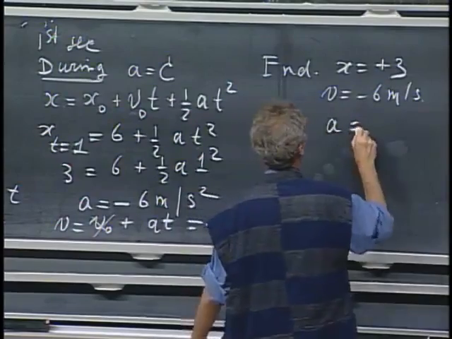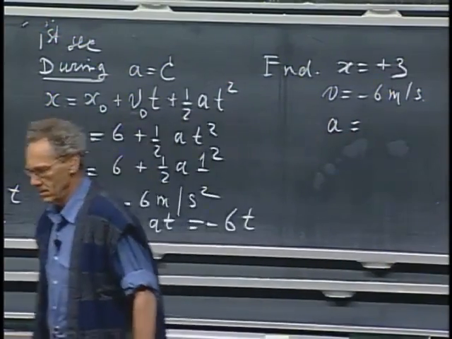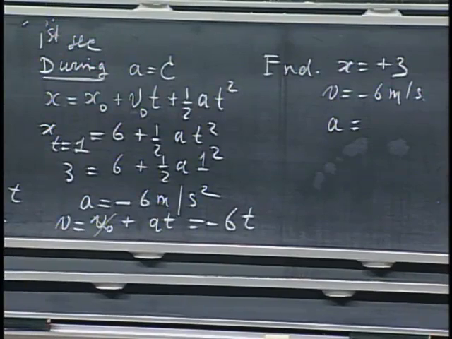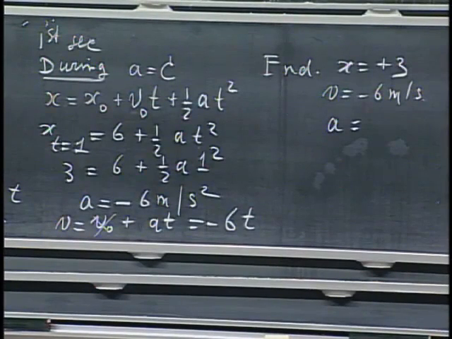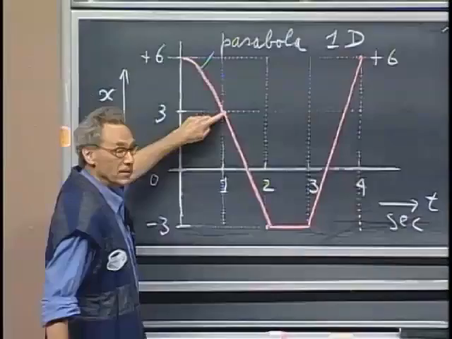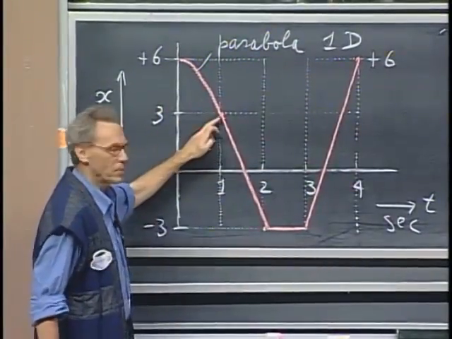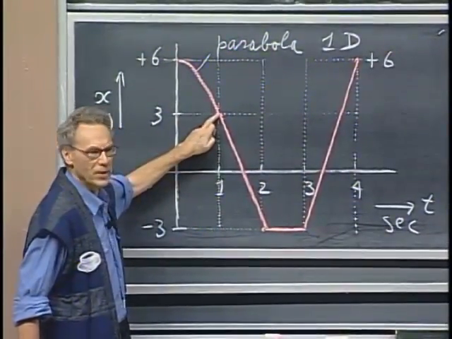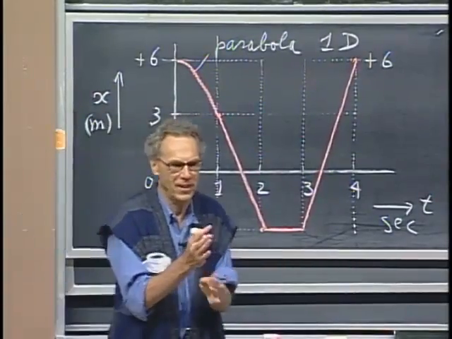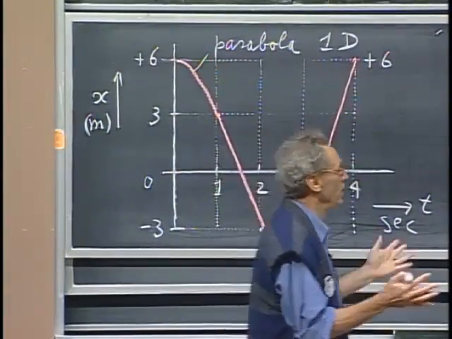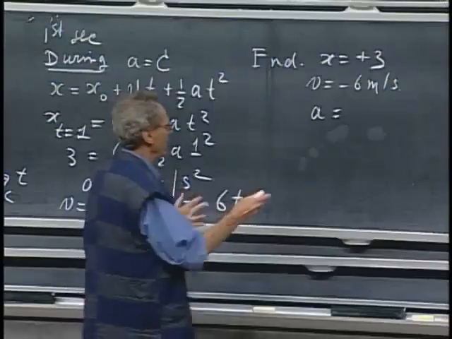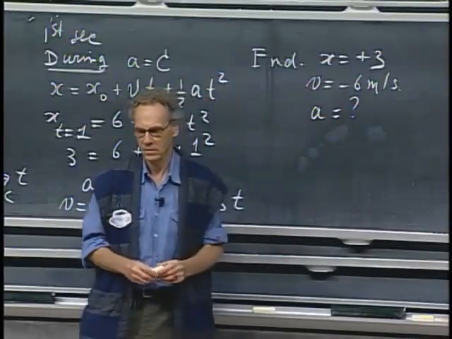What do I know about a? I don't know about a. It's true that during this first second, a is minus 6 meters per second squared, but it changes abruptly at this point, so it's ill-defined at this point. In fact, it's actually non-physical. So I really don't know exactly at the end what the acceleration is.